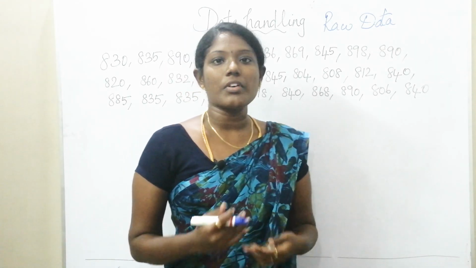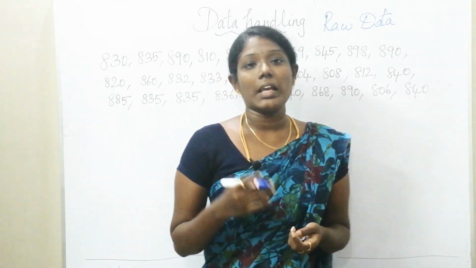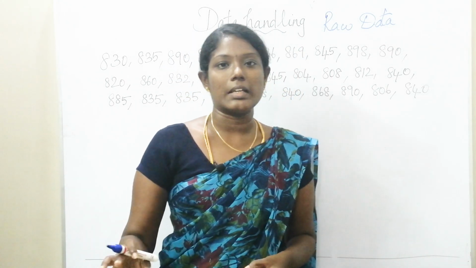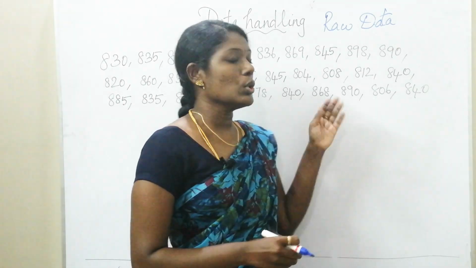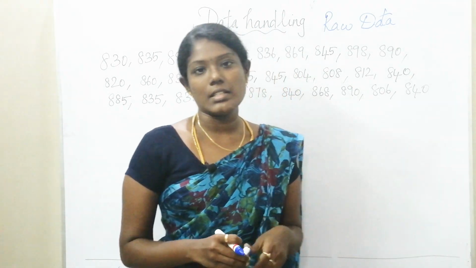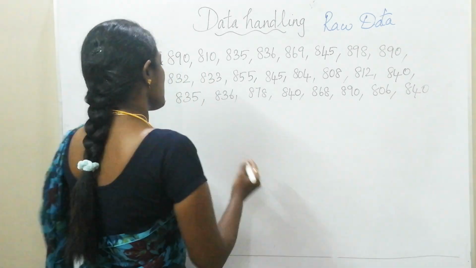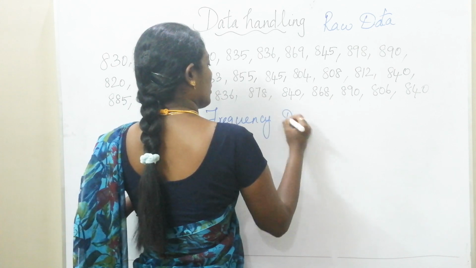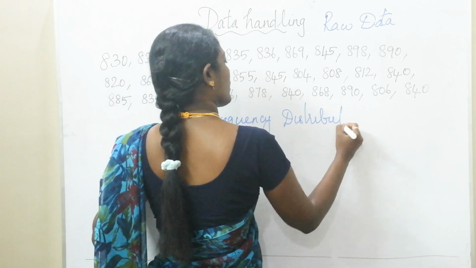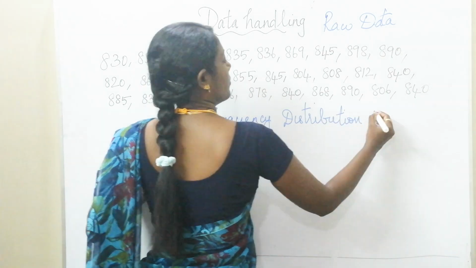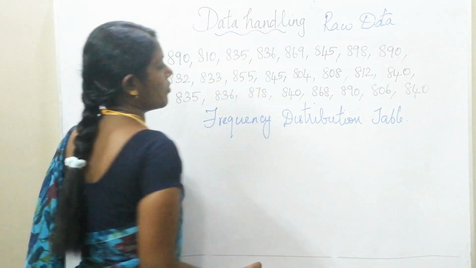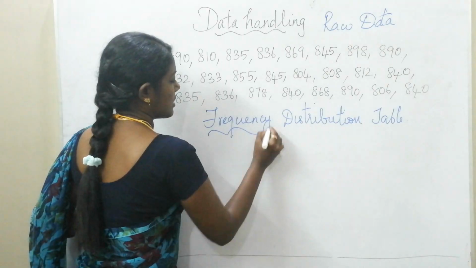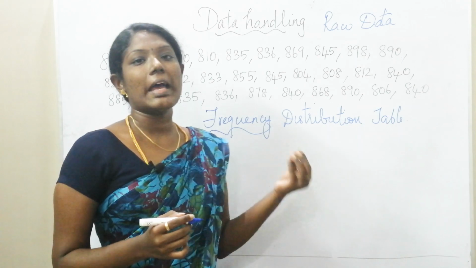So the ways of keeping the data organized are, like in our lower classes, we have learnt about pictographs. We've drawn pictures and we've shown data. The same way, we are going to use certain methods to organize these data, and the first method that we are going to use to organize this data is the frequency distribution table. So what is frequency? The number of times an entry occurs.